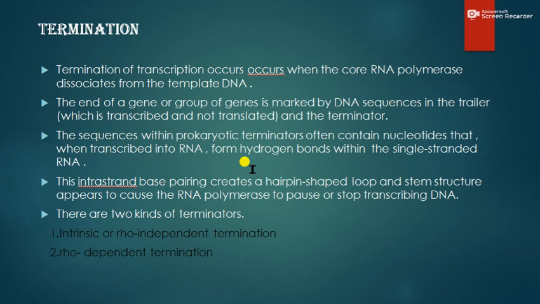The sequences within the prokaryotic terminators often contain nucleotides which, when transcribed into RNA, form hydrogen bonds within a single stranded RNA. This intra-strand base pairing creates a hairpin shaped loop structure. We can go into the details of that. There are mainly two kinds of terminators. One is the intrinsic or Rho independent terminator, and the other one is Rho dependent termination. So we'll have a look at both of them.